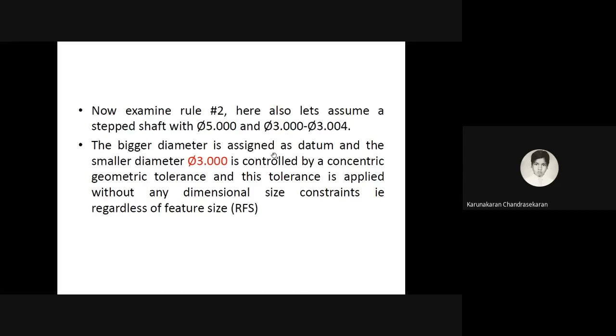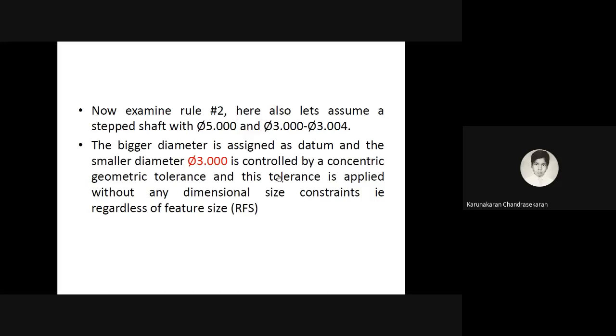The bigger diameter is assigned as a datum, and the second diameter 3 is controlled by a concentric diameter tolerance. This tolerance is applied without any dimensional size constraint, because we go for least metal condition here, and hence this particular dimension is mentioned as RFS, regardless of feature size.